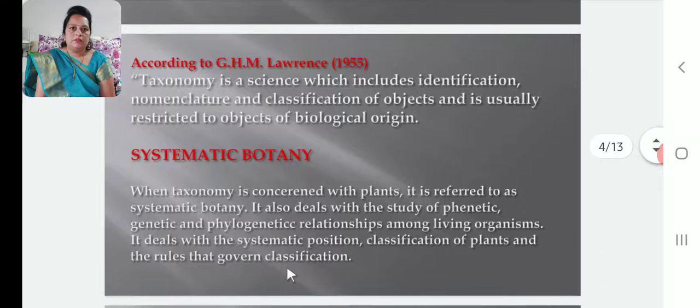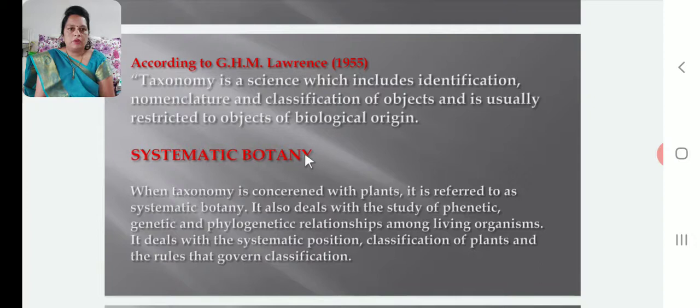There is another definition according to G.H.M. Lawrence in 1955. According to this taxonomist, taxonomy is the science which includes identification, nomenclature and classification of objects and is usually restricted to the objects of biological origin.